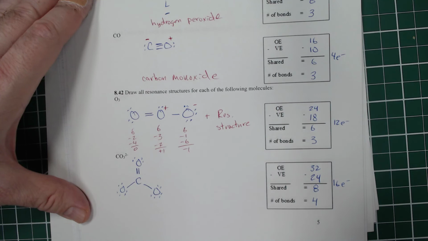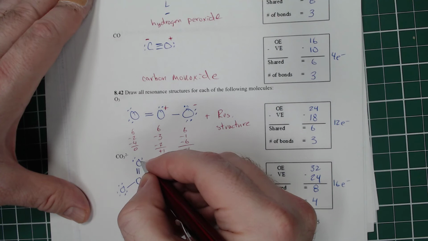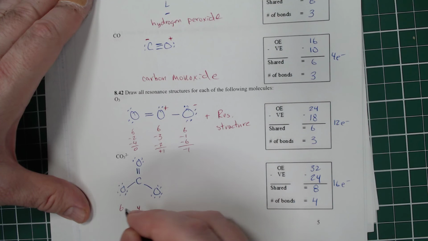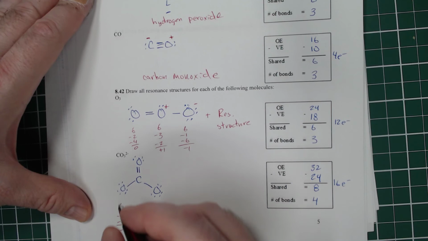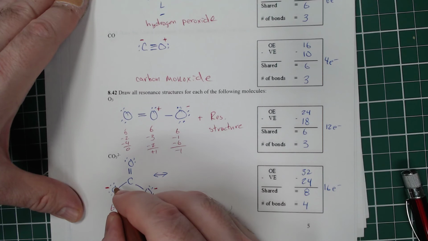Let's go ahead and do the formal charge. Carbon is 4 minus 4 bonds minus no lone pairs. That's 0. That oxygen is 0. You just have to trust me on that one. This oxygen is 6 minus 1 bond minus 6 lone pair electrons. That gives us negative 1. So there's a negative 1 there and a negative 1 there. We could draw 2 additional resonance structures, one where the double bond is here and one where the double bond is there. And I'm going to go ahead and draw those.